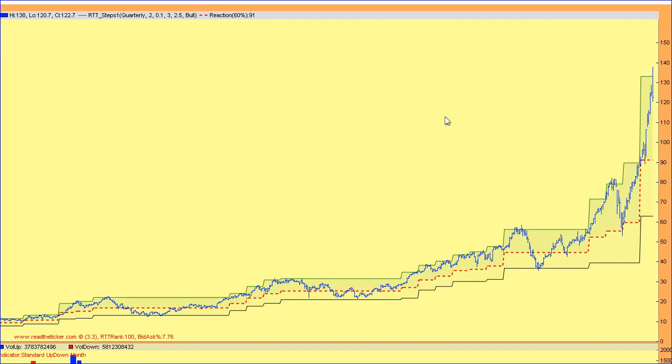Welcome to readtheticker.com. Today we're going to show off a tool that allows you to highlight quality markup in a stock pattern. I refer to markup more so than markdown because markup is like a fishing rod. A fishing rod goes up in a nice arc, but when it crashes down the line it's pretty much vertical, straight down.